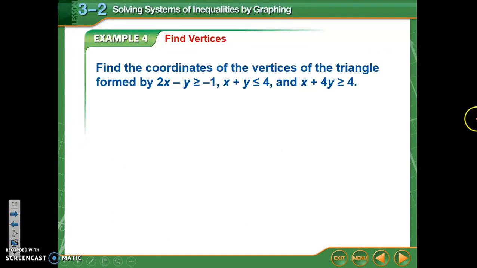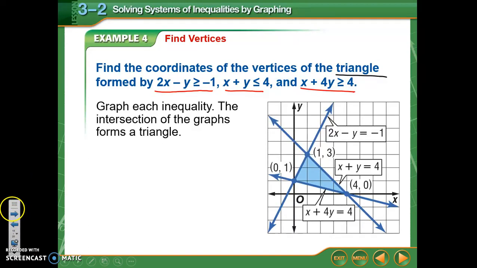All right, finding vertices. This was our second objective that I told you we would talk about later. Basically what we're trying to do is we're going to graph all three of these inequalities on the same axes, and they're going to form a polygonal region. So it's going to make a polygon that will be my solution set, and I need to find the coordinates that are the vertices of the polygon. In this case, it's going to be a triangle.